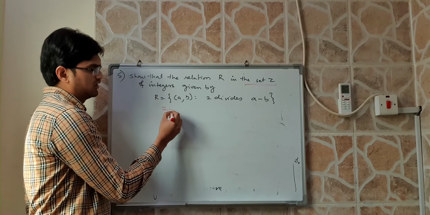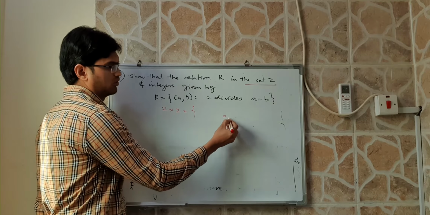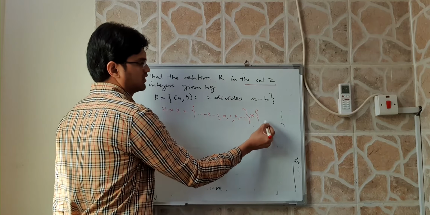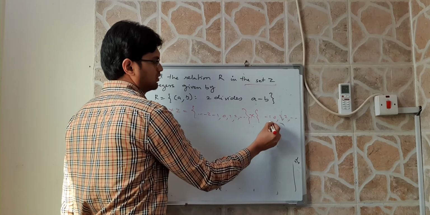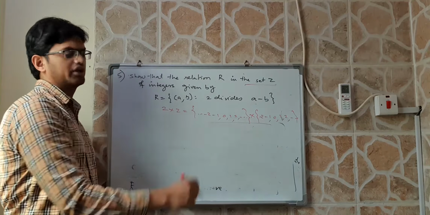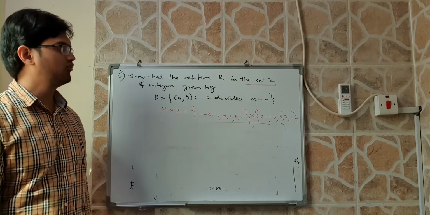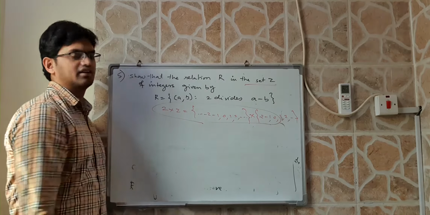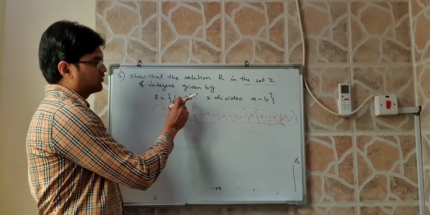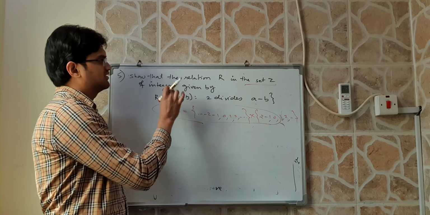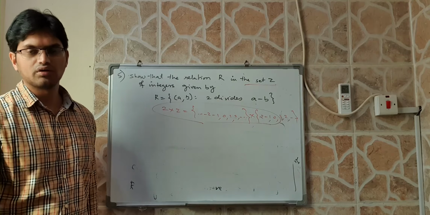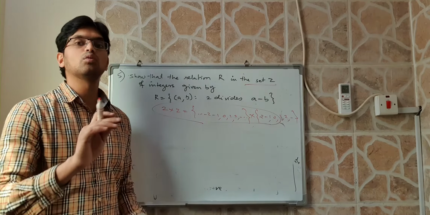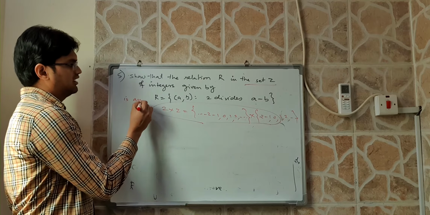Set of integers: first of all, you have to do Z cross Z. You know that 0, 1, 2 and so on, negative 1, negative 2, again cross product with 0, 1, 2 and so on, negative 1, negative 2. To do this cross product is a really tedious job. We cannot find all the elements, so I cannot list these elements directly. Therefore, how can I say that this is an equivalence relation? I have to prove that the relation given by a minus b is an equivalence relation.